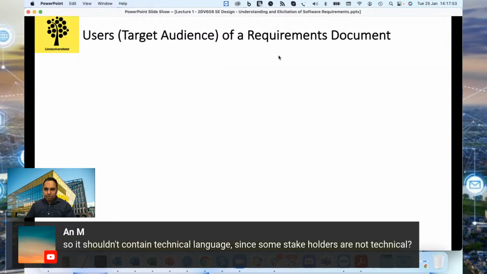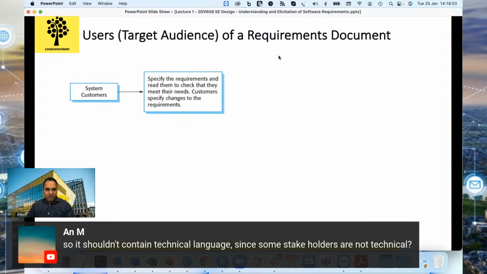Now, the target audience of the requirements, or the users of the requirements document, who are they? First of all, the system customers, so the end users. They specify the requirements using high-level language, and they are the ultimate users of your system.